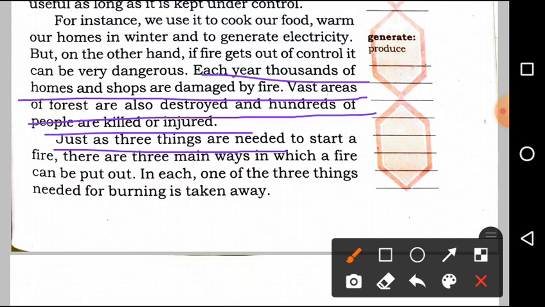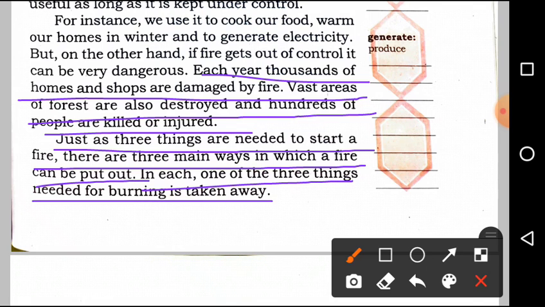Just as three things are needed to start a fire, there are three main ways in which a fire can be put out. In each one, one of the three things needed for burning is taken away. As we have explained earlier, three things are most essential to start a fire. What are those three things? Temperature, fuel, and oxygen. So in this way, there are three essential ways we can put out a fire.